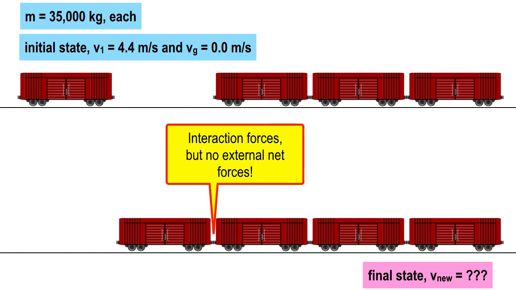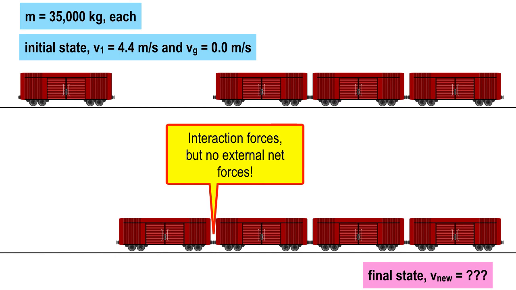So we're going to compute the momentum state of the entire system of the boxcars. Here it is. I have four boxcars. Three of them are stationary, so this group over here to the right is stationary. And then this one over here to the left has a speed of 4.4 meters per second, and it's moving to the right. Now it's going to ram into those other cars. That's how they put together a string of boxcars in the freight yard. And so here's the moment of impact.